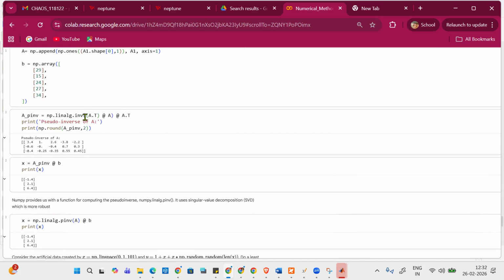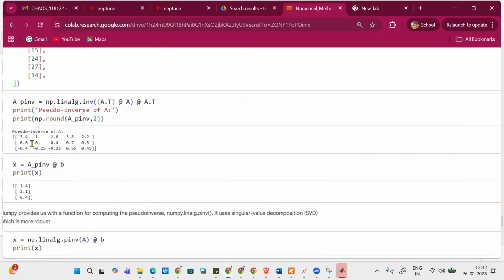After that, what you are doing? Multiplying by A transpose, right? Yes, you are multiplying by A transpose here. So print the pseudo inverse of A. Okay, so this is the pseudo inverse you are getting.